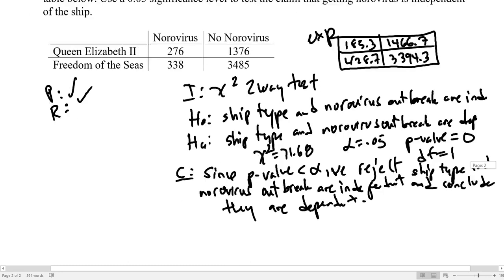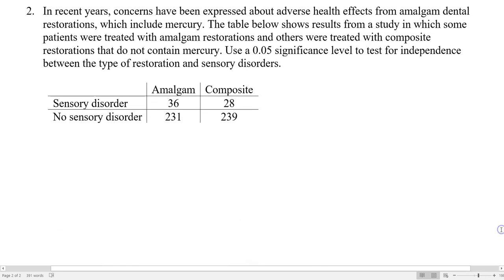And last but not least, in recent years concerns have been expressed about adverse health effects from amalgam. There we go. Amalgam, that's not that bad. Amalgam dental restorations, which include mercury. The table below shows results from a study in which some patients were treated with amalgam restorations and others were treated with composite restorations that do not contain mercury. Use a 0.05 significance level to test for independence between the type of restoration and sensory disorders.